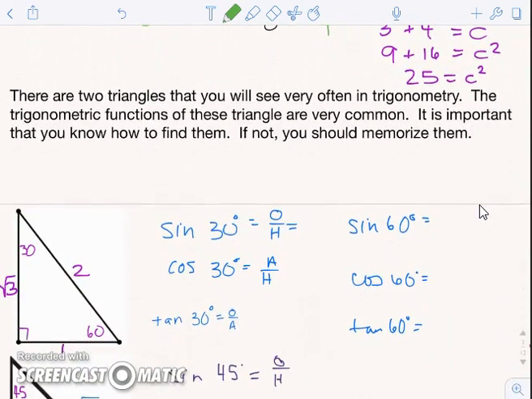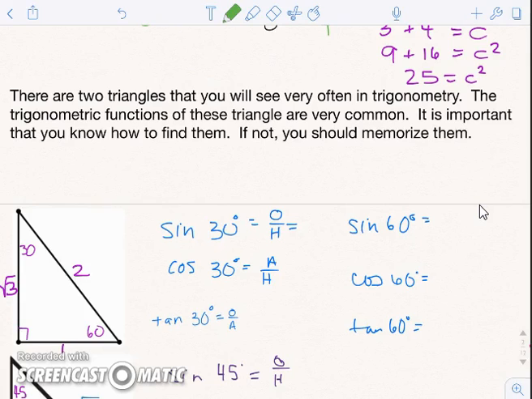There are 2 triangles we're going to see very often in trigonometry. The trigonometric functions of these triangles are very common, and it's important that you know how to find them. If you do not understand how to find them, you must memorize them. I can tell you right now, it's a lot easier to understand where it's coming from, be able to figure it out, as opposed to just jamming all this information into your brain.